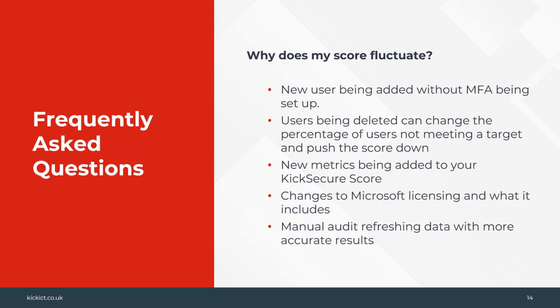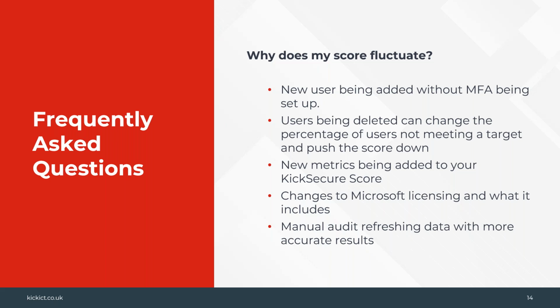It could be a new user's been added and the user just hasn't had a chance to set up their MFA yet. So if you've got 100% coverage for MFA and that drops down, give it a couple of days. If that user then sets up their MFA, it'll probably jump back up again. We've also seen other situations where users have been deleted. So you delete a user account who has MFA set up, and because of percentages, it skews the score, so your score comes down slightly.